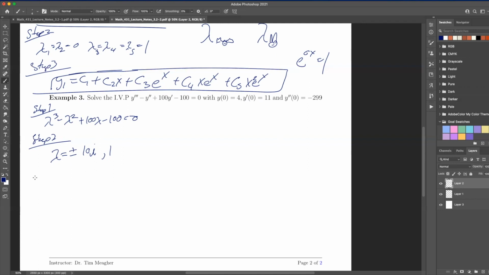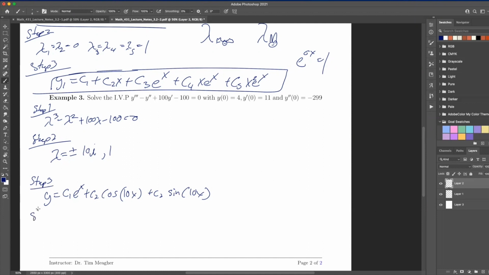So once I have this, what are my solutions? Step 3, we write out our general solution. So y equals c1 e to the x, I'm just going to put that one first, plus c2 e to the 0 power, so it's just cosine of 10x, plus c3 sine of 10x. Because I have no real part, there is no e part here. Okay, and this is my general solution.